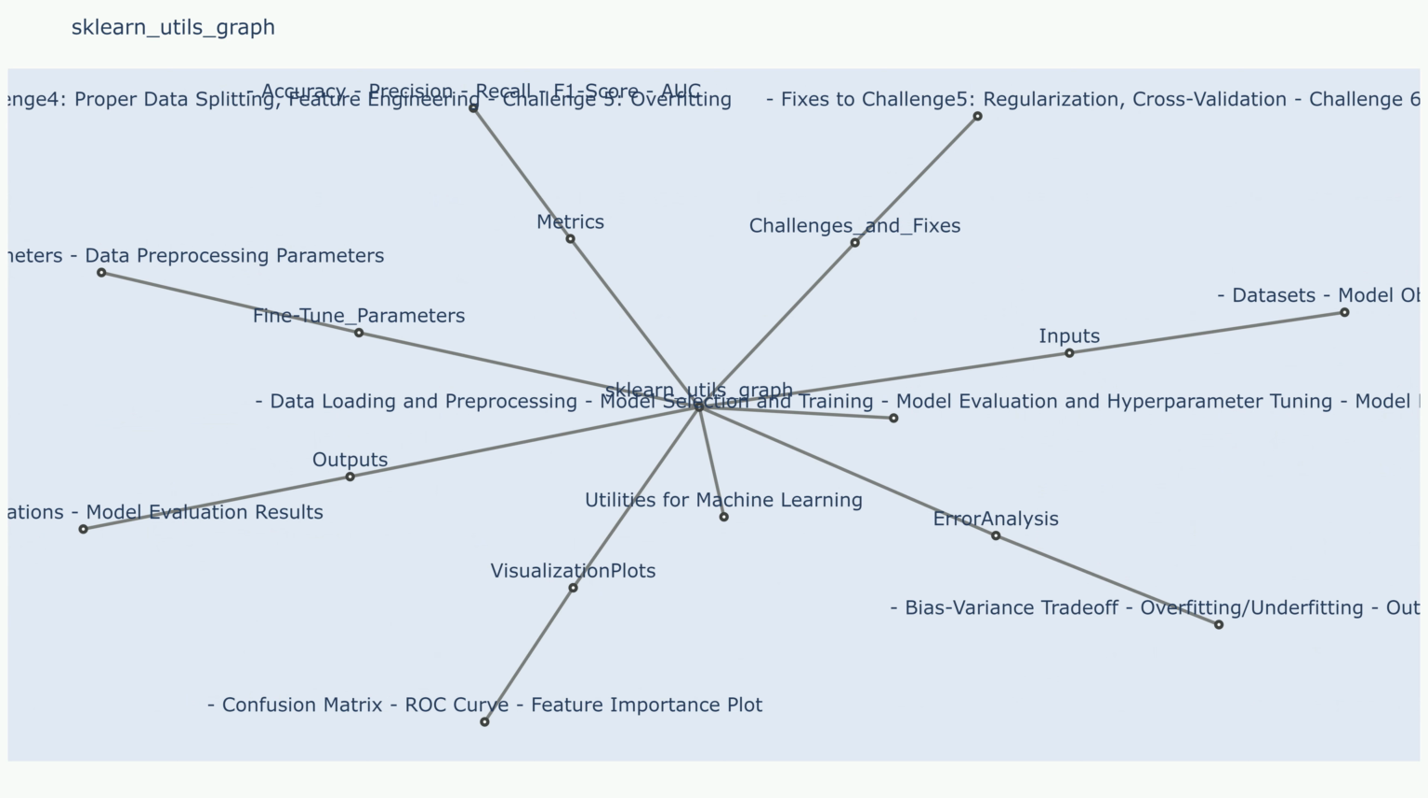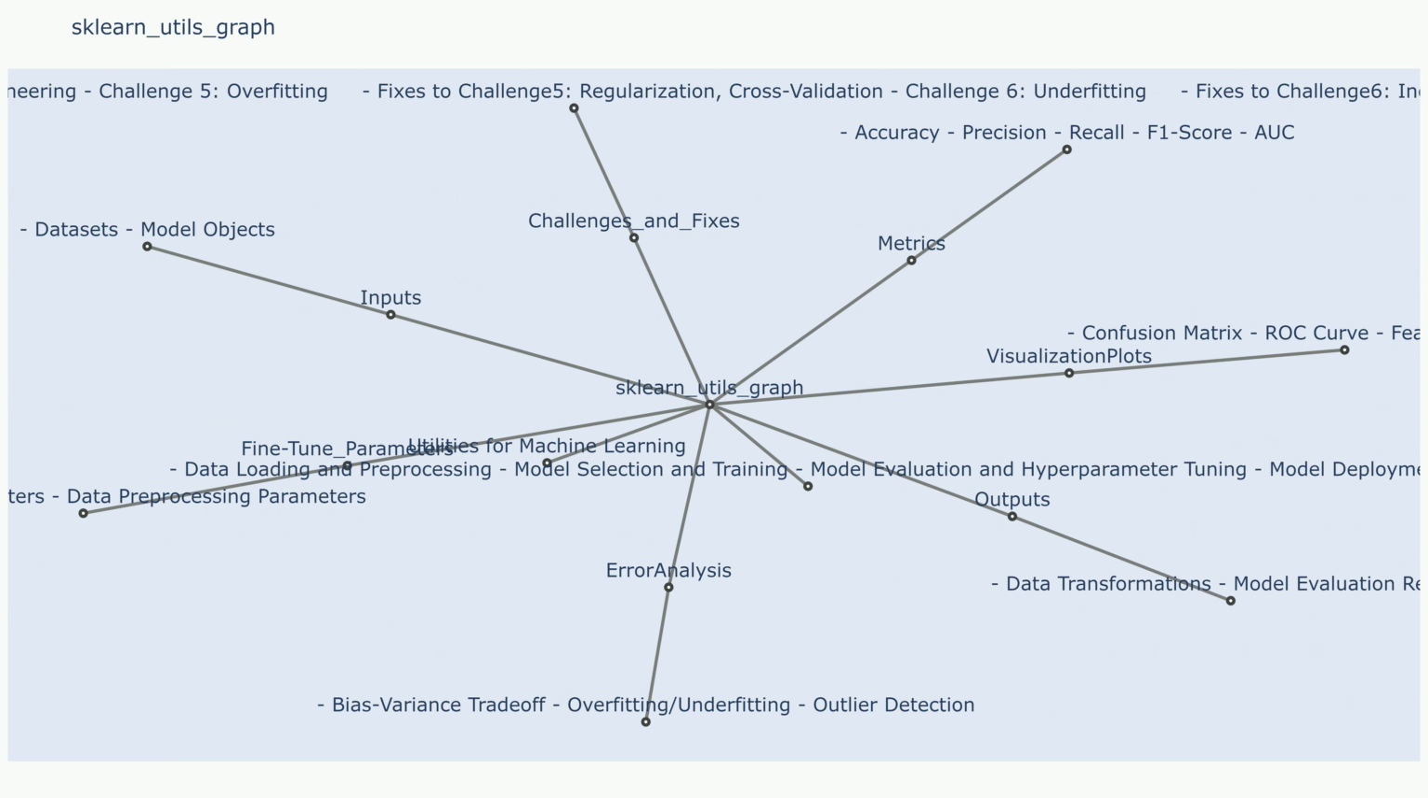Fine-tune parameters: scaling parameters for standardization and normalization. Parameters like mean and STD can be adjusted based on the data distribution. Encoding parameters: parameters for one-hot encoding, ordinal encoding, or other encoding methods might specify the number of features to be created. Model selection parameters: hyperparameters for cross-validation techniques like k, the number of folds, or parameters for grid search like the range of hyperparameter values to explore.